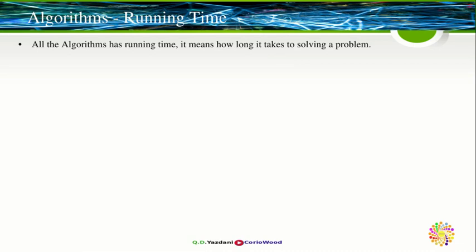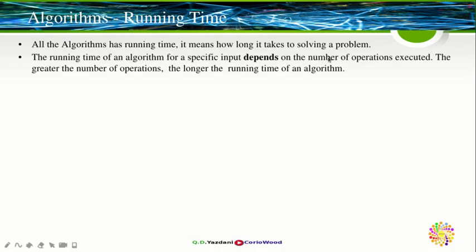So say you are writing a piece of software, an operating system, any website, anything inside the computer. Because we are all computer scientists, ultimately we're going to write software, and we want to see how long it takes for our software to run, and if there is a problem, how long it's going to take to solve it. The running time of an algorithm for a specific input depends on the number of operations executed. The greater the number of operations, the longer the running time of the algorithm.